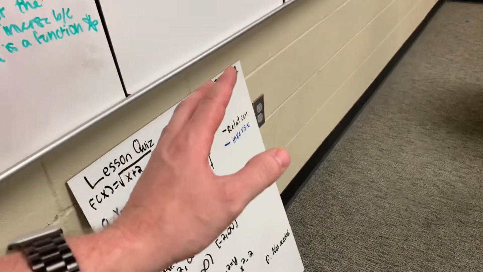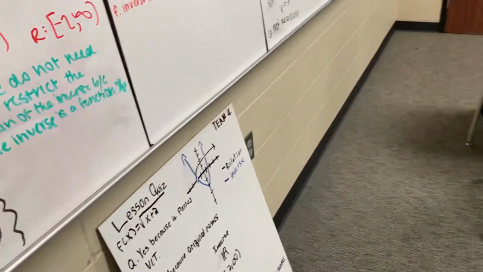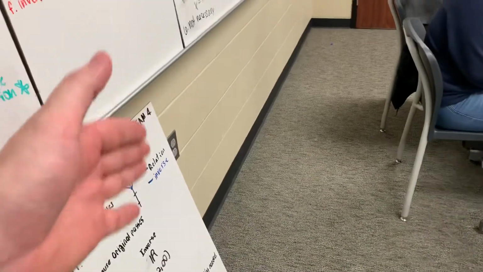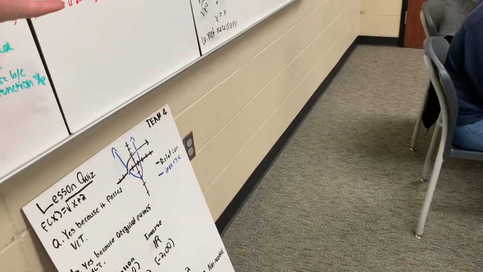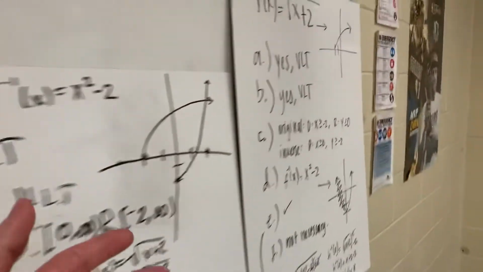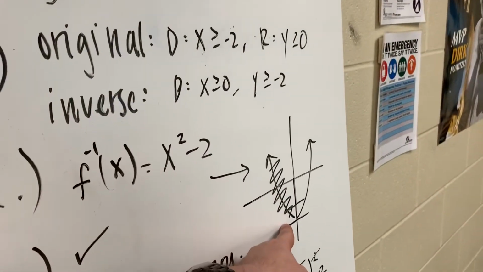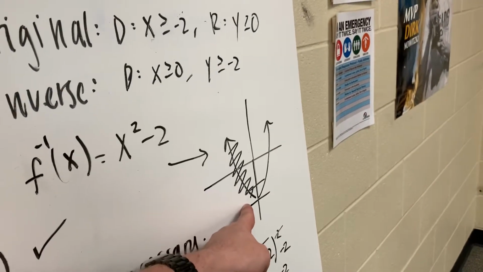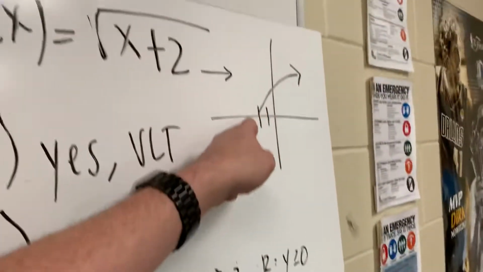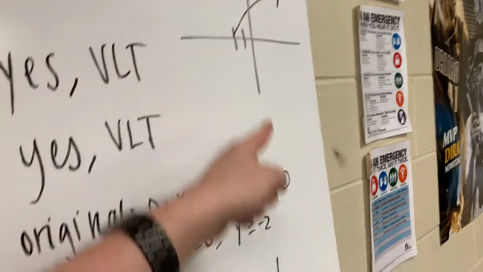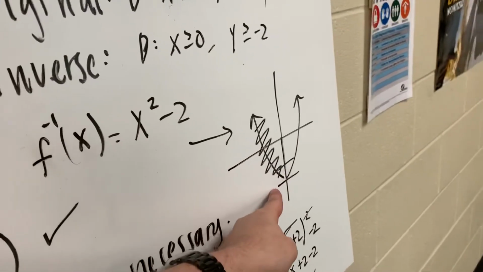But here's the thing. Whatever you're given originally, the domain of that will become the range of the inverse, okay? So over here, when we had the domain, negative 2 to infinity, negative 2 to infinity should come in as the range of the inverse. But here, the range of the original, which is 0 to infinity, should be the domain of the inverse.